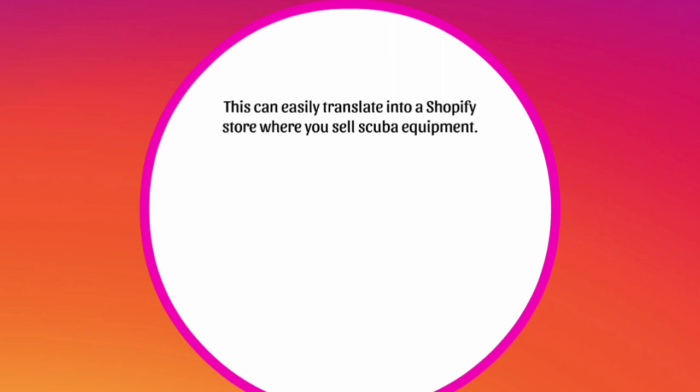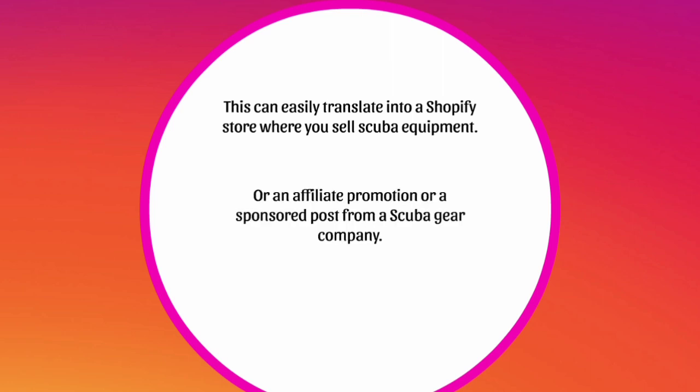You get to indirectly sell things, because at the end of the day, people are going to want what you have. They feel, okay, if I have the same tools or equipment that you have as a scuba diver, or as whatever you're trying to do as a lifestyle brand, they're more likely to buy it, right? So it can be a Shopify store, it can be an affiliate promotion, it can be a sponsored post from a scuba gear company, which we'll talk more about later down the road. But before you can do all that, you need to have a brand. You need to have the ability to create a lifestyle, right?